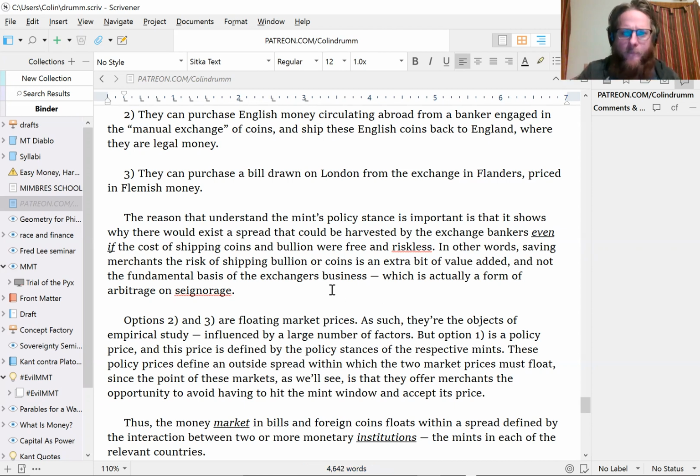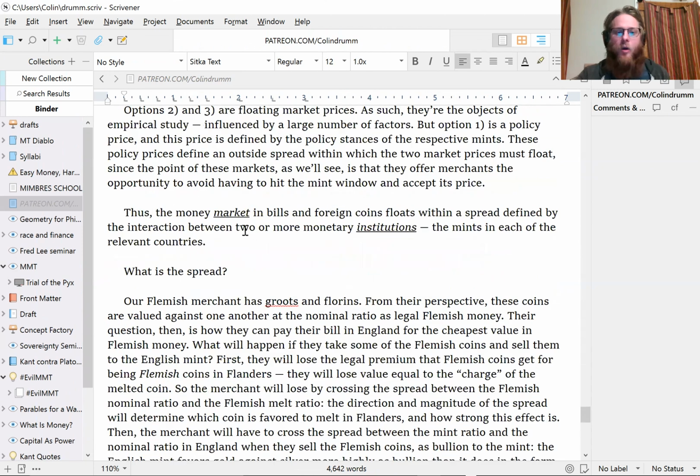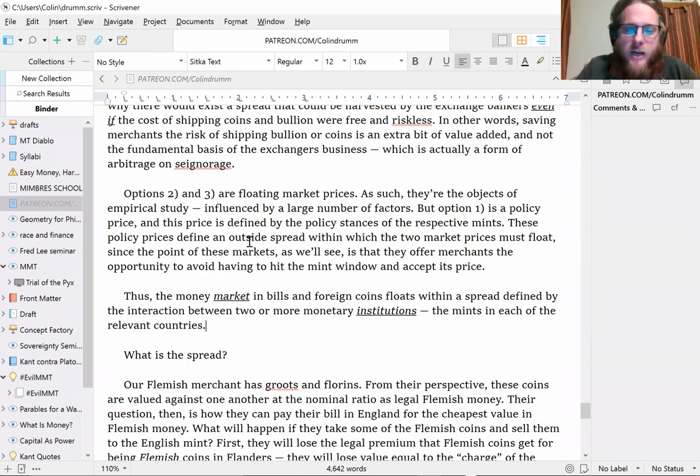But the point is, okay, what is the exchange banker really doing? What is their business? Well, they're not just obviating or making unnecessary the need to pay shipping and insurance on the shipping of specie. Okay, that's not all they're doing. The other thing that they're doing is they're saving the Flemish coins from being melted down, and they're saving the silver from being lost to the English mint. Okay, so they're cutting both of the mints out in a certain kind of way, right?